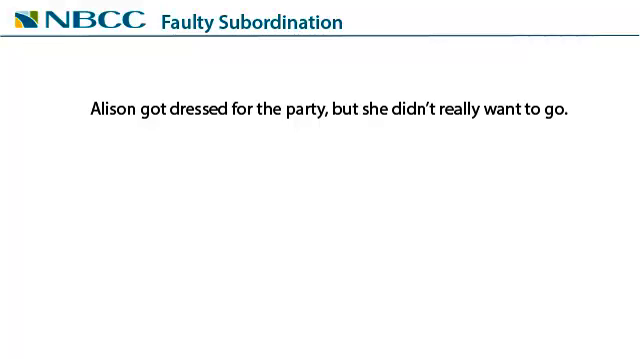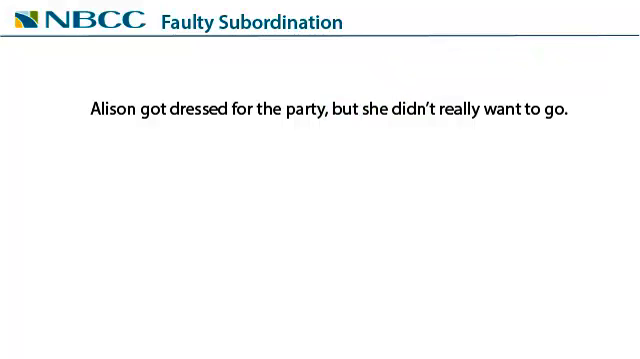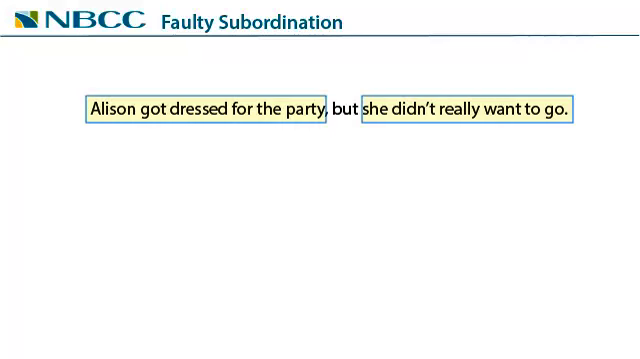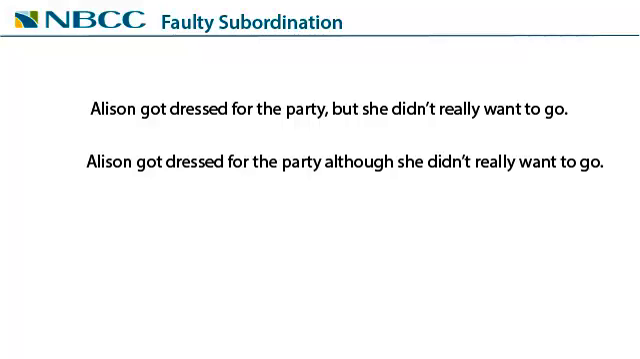Allison got dressed for the party, but she didn't really want to go. In a compound sentence, both parts are equal. The fact that Allison got dressed for the party and that she didn't want to go are of equal importance. Neither one is subordinate. But now let's compare this with a complex sentence.